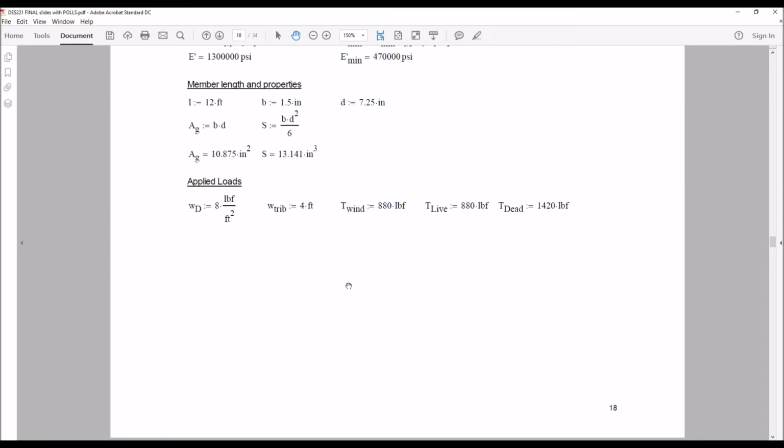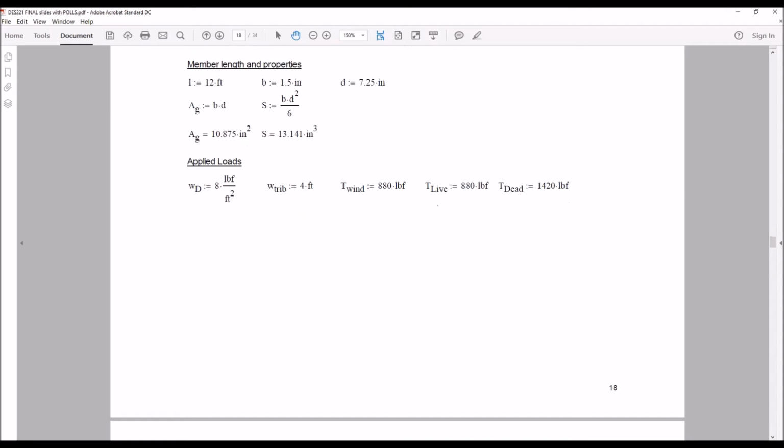Taking a look at our applied loads, we had that dead load of 8 pounds per square foot, with our trusses being spaced at 4 feet on center. So our tributary width, or this W sub trib, as it's noted here, is 4 feet. The rest of the loads we're looking at are all tension loads. So these are all resolved into forces already that act along the length of the member. So our wind load would be 880 pounds. Our roof live load is also 880 pounds. And then our dead load is 1,420 pounds.